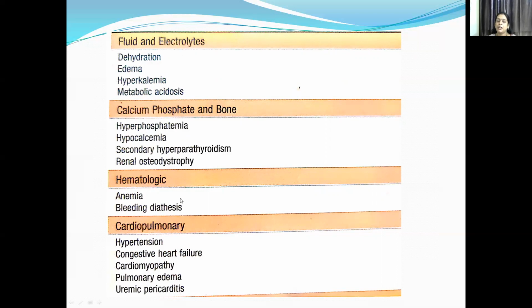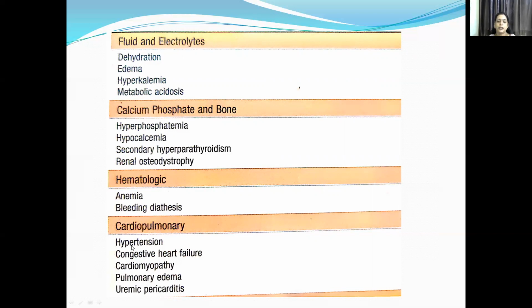osteodystrophy. Hematologic. One most important thing is that in endocrine mechanisms, the kidney also secretes erythropoietin. Erythropoietin is very essential for the increased production of red blood cells from the bone marrow. It's the stimulus. So if that stimulus is cut off because of any chronic kidney disease, then it will cause anemia and bleeding. Dialysis is another thing.